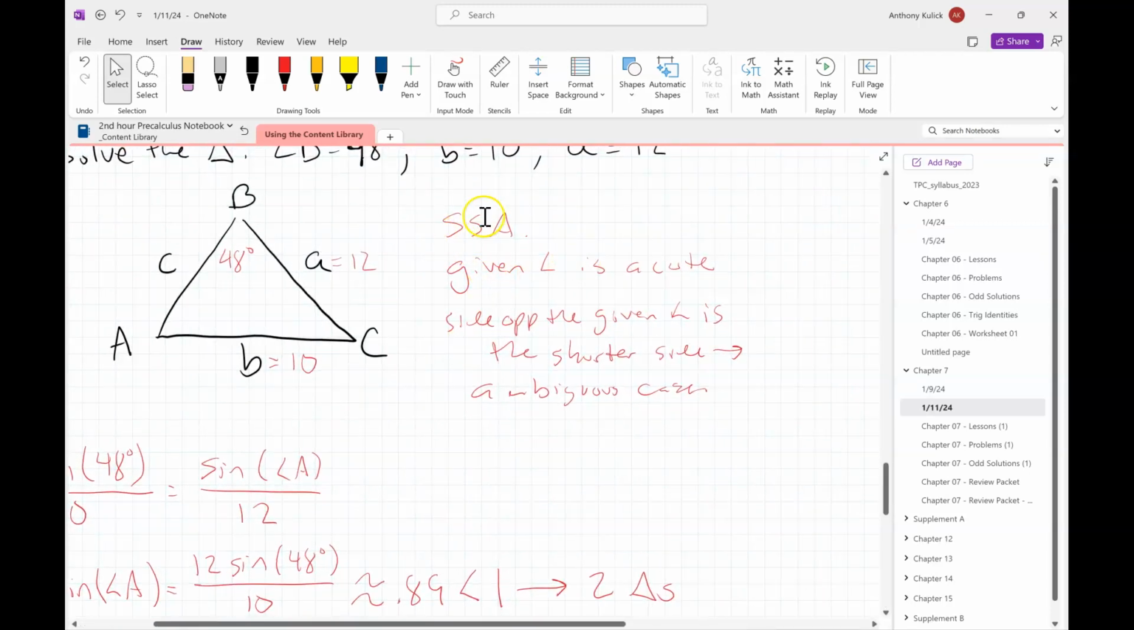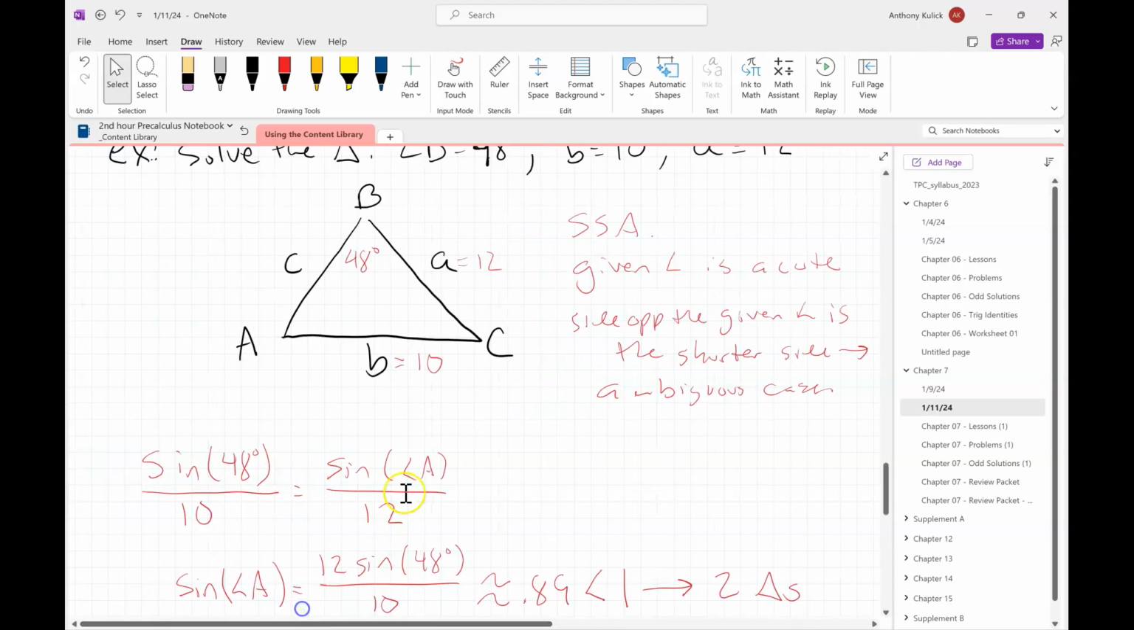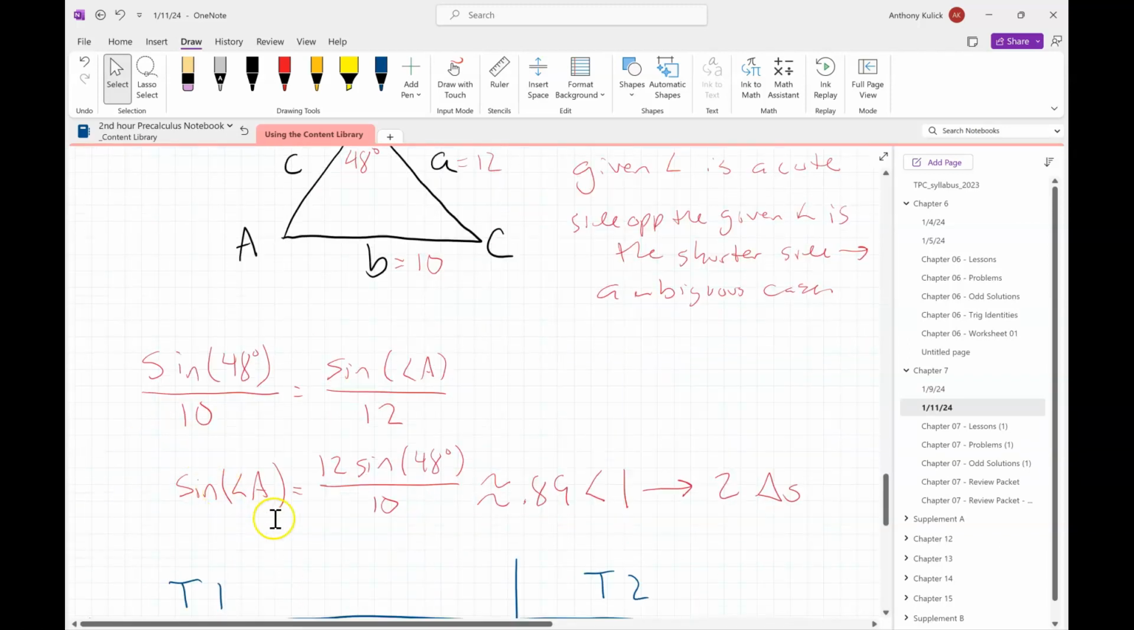So because it was an SSA case where the given angle is acute and the side opposite the given angle is the shorter side. And then when we do the law of sines, the sine of the angle in question is less than 1.